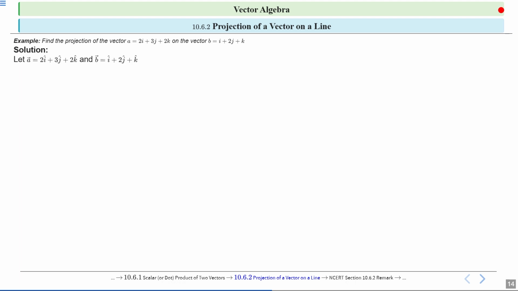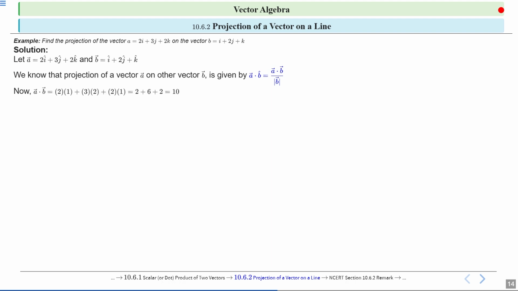So let A = 2 i cap + 3 j cap + 2 k cap and B = i cap + 2 j cap + k cap. We know that the projection of vector A on the vector B is given by A dot B upon magnitude of B. Now A dot B will be equal to 2 into 1 plus 3 into 2 plus 2 into 1, which is equal to 2 plus 6 plus 2, which is equal to 10.